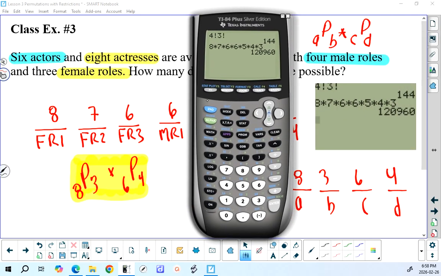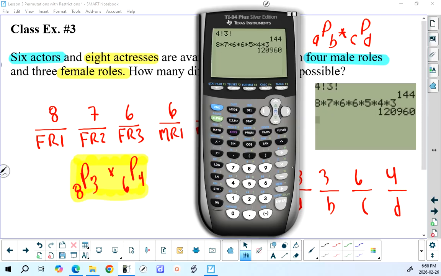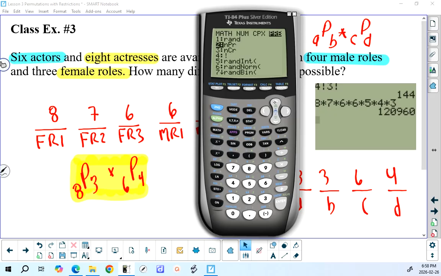We know it should be 120,960. So 8, whoops, turn that pen off first. 8, go to my math menu, P3 times 6P4, you get the same answer. Again, it's very rare that there's only one way to think of these things.